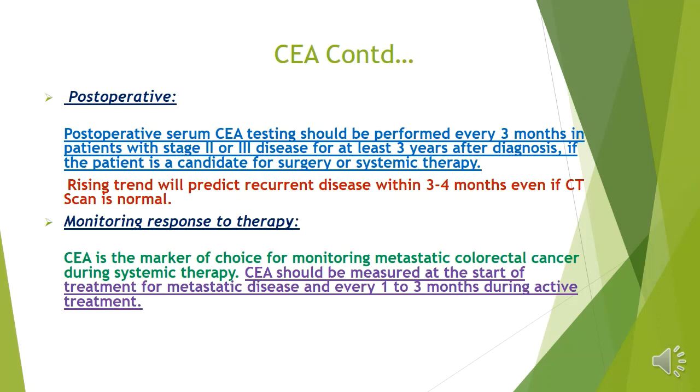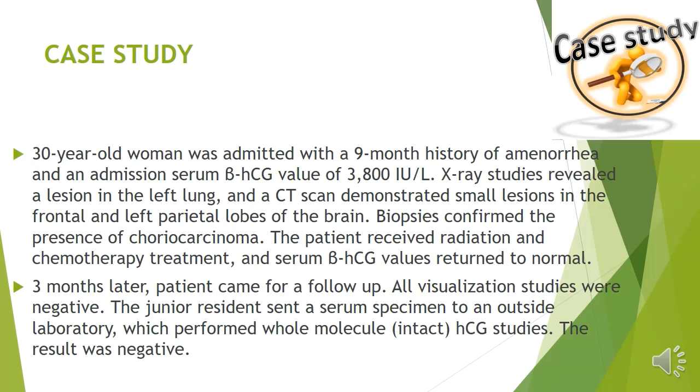So one case study, to show how you will use this. It's a 9-month history of amenorrhea in a 30-year-old female, beta HCG was 3800. X-ray studies reveal a lesion in the left lung and a CT scan demonstrates small lesions in the frontal and left parietal lobe of the brain. Biopsy confirmed the presence of choriocarcinoma. Ultimately, confirmatory is the pathological examination. The patient received radiation and chemotherapy treatment. Serum beta HCG value returned to normal.